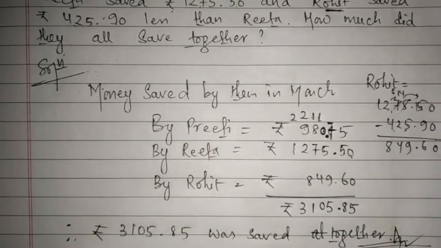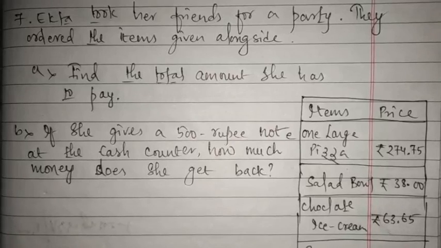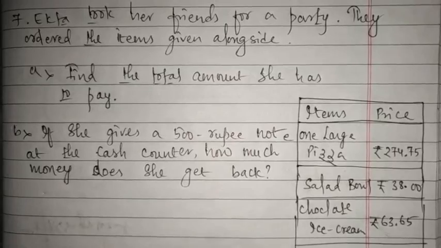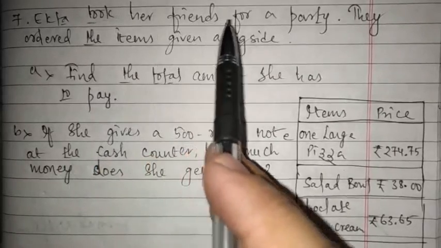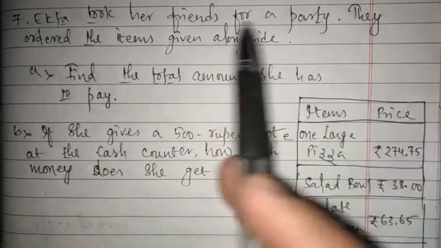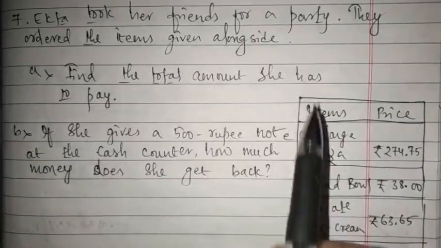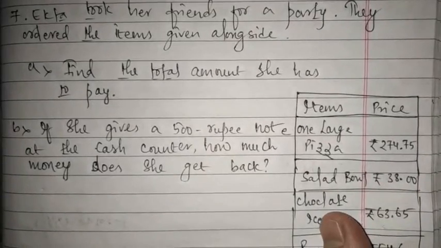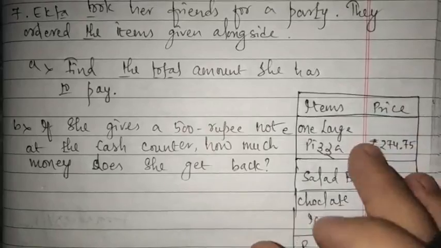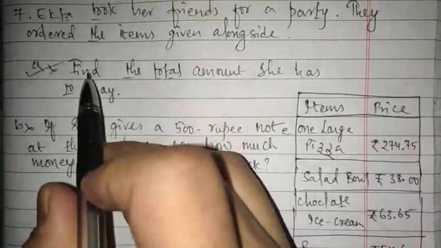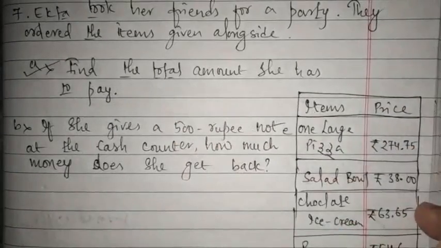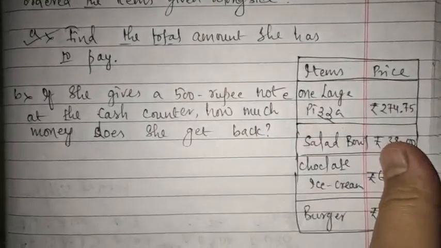Let us now proceed to question number 7. Here we have question number 7. It states that Ekta took her friends for a party. They ordered the items given alongside. So the first question is to find the total amount she has to pay.